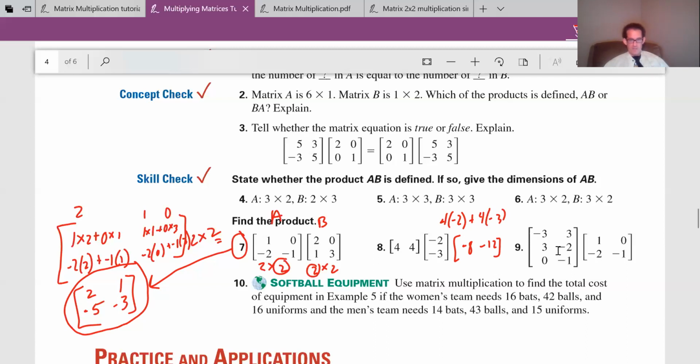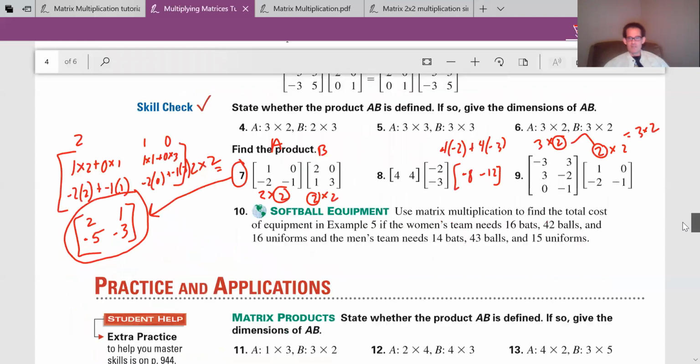Over here, I've got a 2. This is a 3 by 2, and this is a 2 by 2. So I'm going to compare the column from A with the row of B, and they're both the same. So this means my matrix has to be 3 by 2. This is going to equal a 3 by 2 matrix, okay? And for each one of these, I'm doing row by column. I'm going to need a little bit of space, so I'm going to write down here.